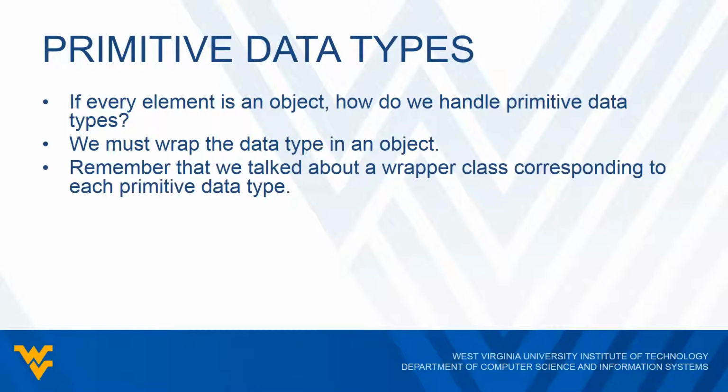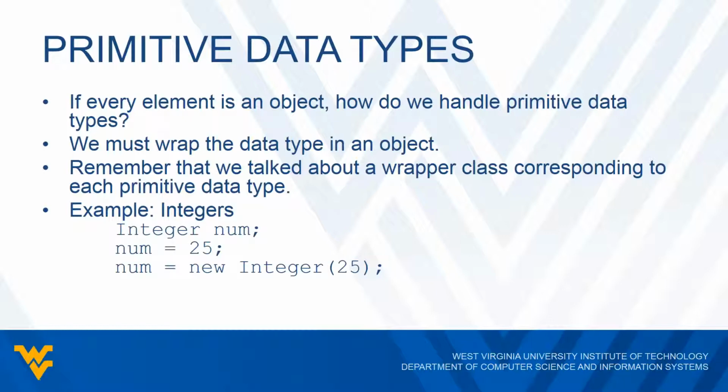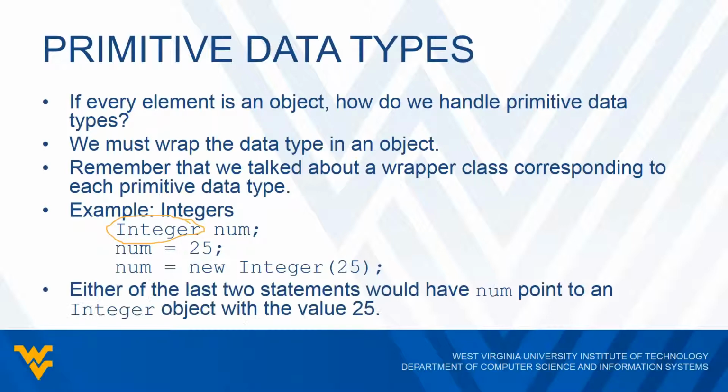Well, if you remember a while back, we talked about a wrapper class. And we talked a little bit about this when we were passing integers and doubles as objects through methods. So we can use this wrapper class that corresponds to each primitive data type. So for example, let's say we wanted to use the wrapper class for integers. Well, I can do Integer num. So Integer in this case right here would be a class where we have an integer object. And then either of these last 2 lines, so num equals 25 or num equals new Integer(25), would have num point to an integer object which would store the value 25.